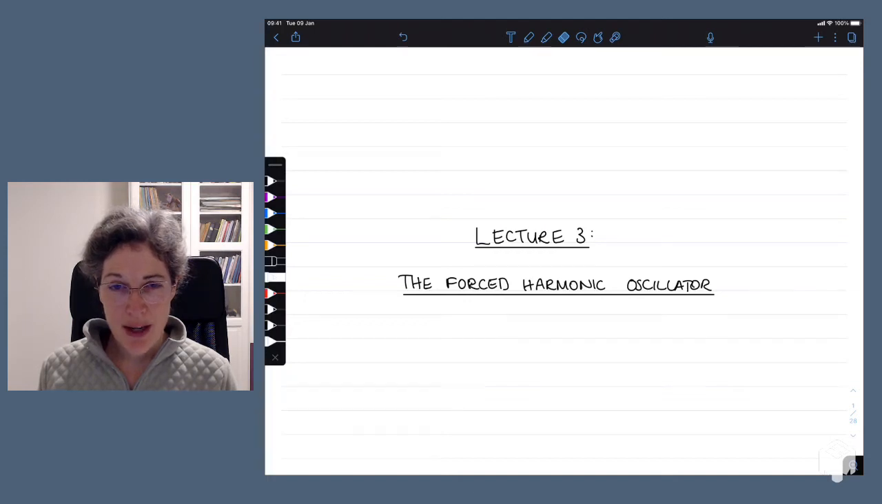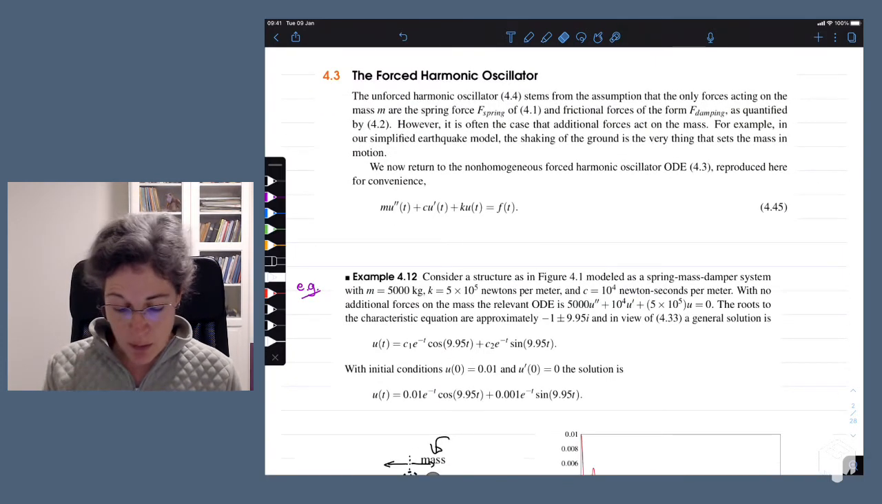So this week we are carrying on studying second-order differential equations, specifically second-order linear differential equations, but now we're going to look at the non-homogeneous case, whereas last week we just had a look at the homogeneous case. So just to remind you what we're looking at, there are differential equations that look like this.